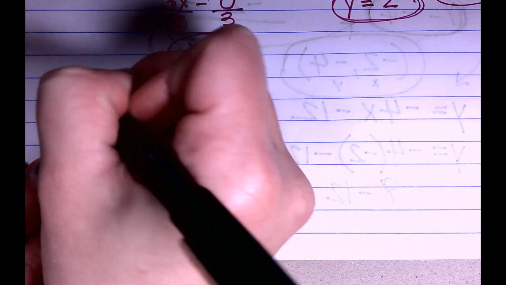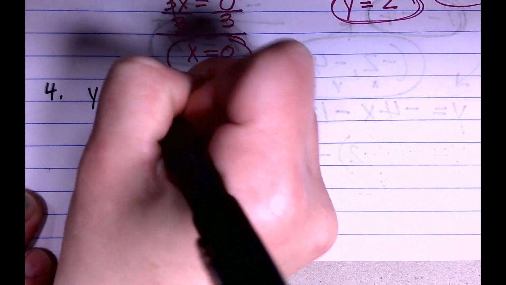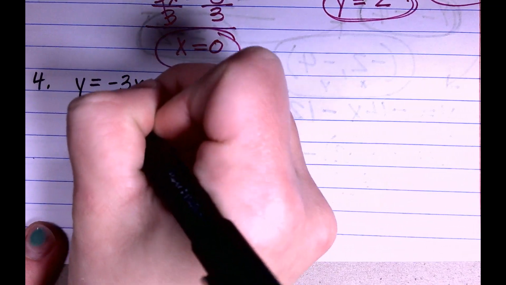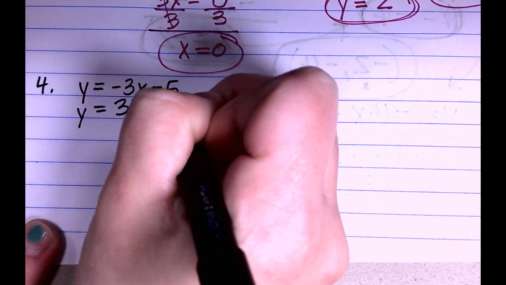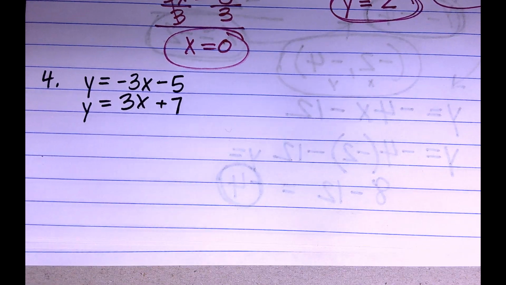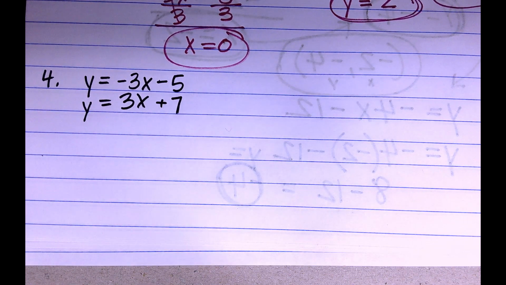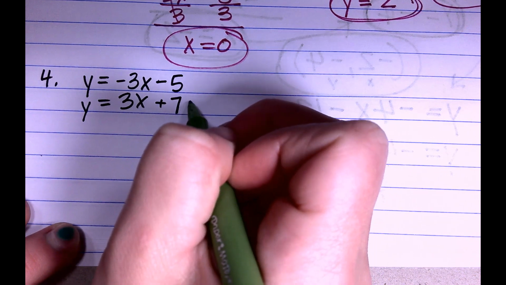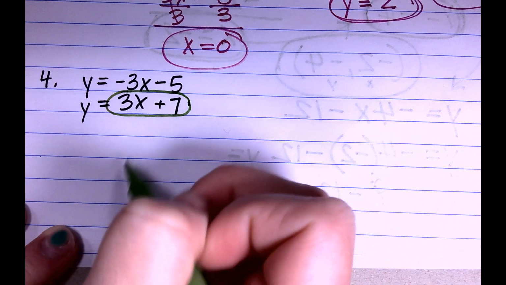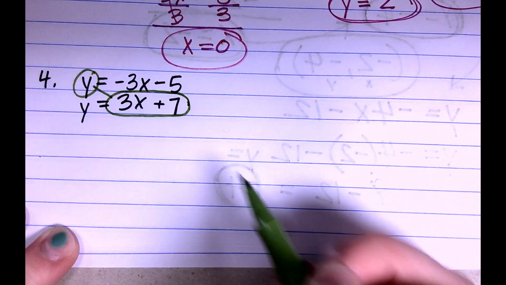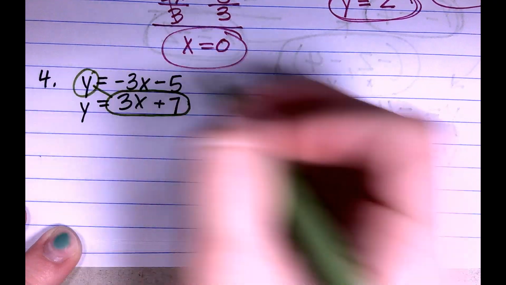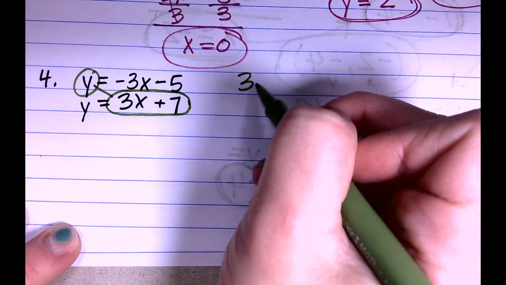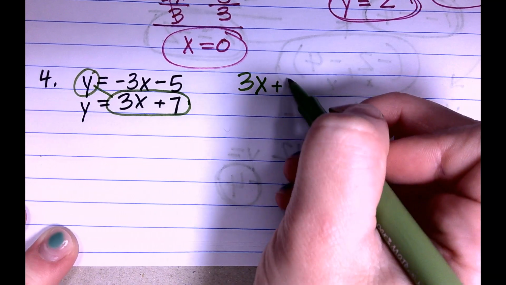Number 4, y equals negative 3x minus 5. Y equals 3x plus 7. How do I start this problem? 3x and 7. And what are you doing with this? Putting it where this y is. We're going to replace that. So instead of y equals negative 3x minus 5, 3x plus 7 equals 3x minus 5.